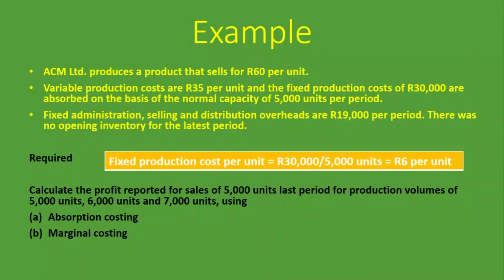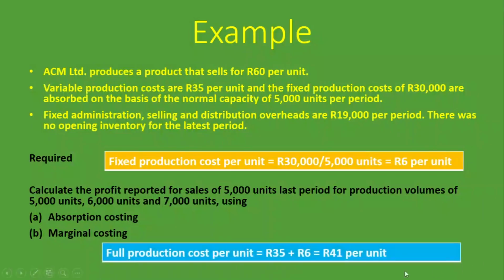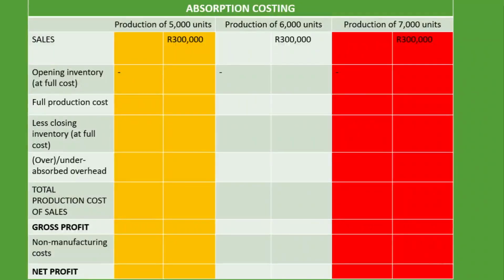Now let's calculate the full production cost per unit. The full production cost per unit will be 35 Rand, which is the variable production costs, plus the 6 Rand, which is the fixed production cost per unit, and we get 41 Rand per unit. That is the full production cost per unit, including both the variable and fixed production cost. So now that we have 41 Rand per unit, that will be our cost of production. So remember, for opening inventory, we put the dash on the 3 because we have no opening inventory.